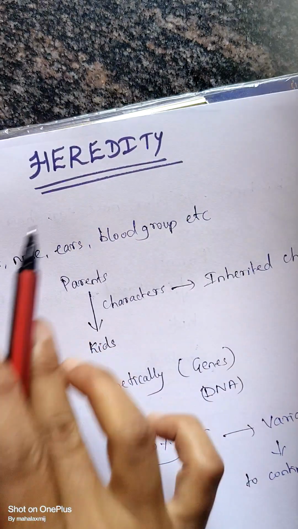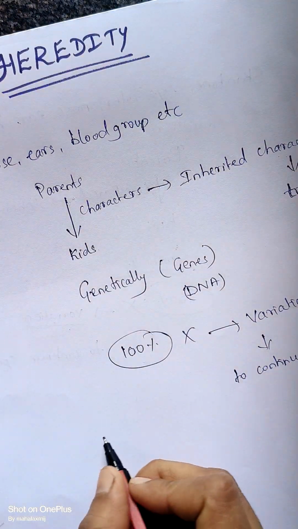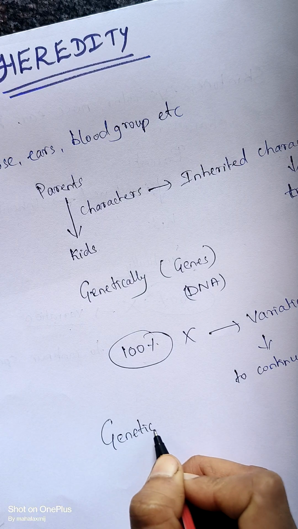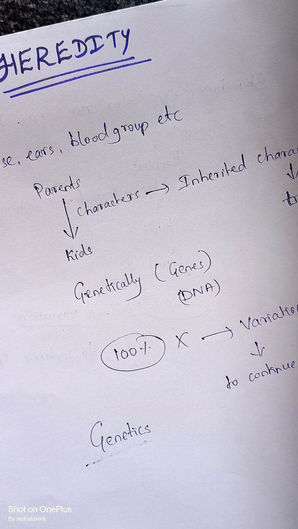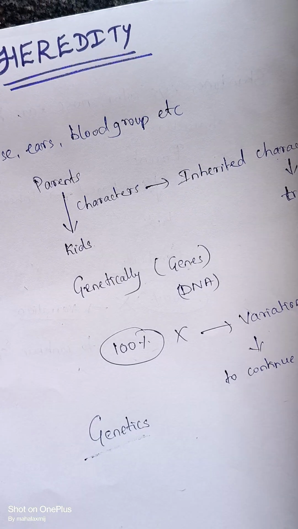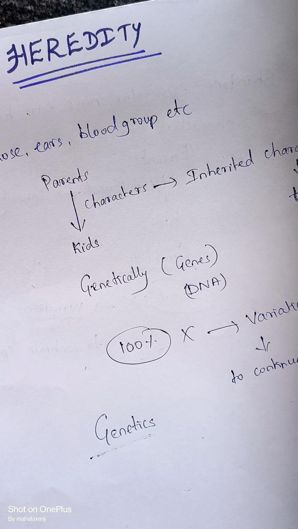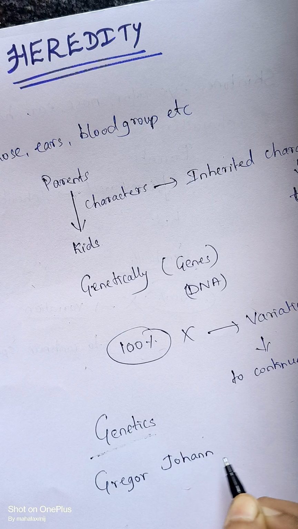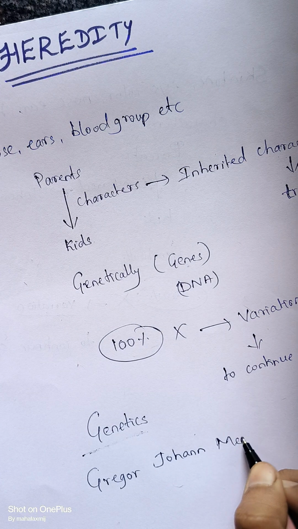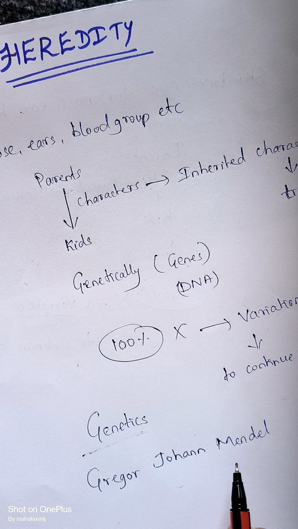Now this heredity can also be termed genetics. So genetics and heredity are often used similarly. When we come to genetics, there were many people who thought of studying genes and DNA. And finally we got one person whom we call the father of genetics, and he is Gregor Johann Mendel. Gregor Johann Mendel is known as the father of genetics.